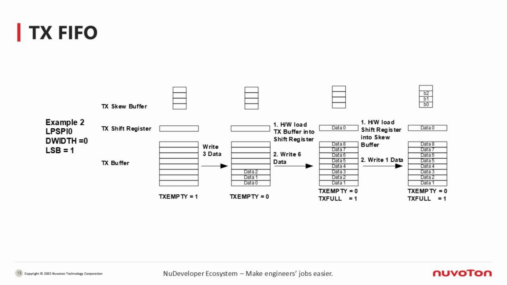Now, the user has 2 options. First, wait until TX full goes back to 0, which means there's space in the FIFO, and then continue writing. Or, second, wait until TX empty equals 1, meaning all data has been sent, before writing new data.